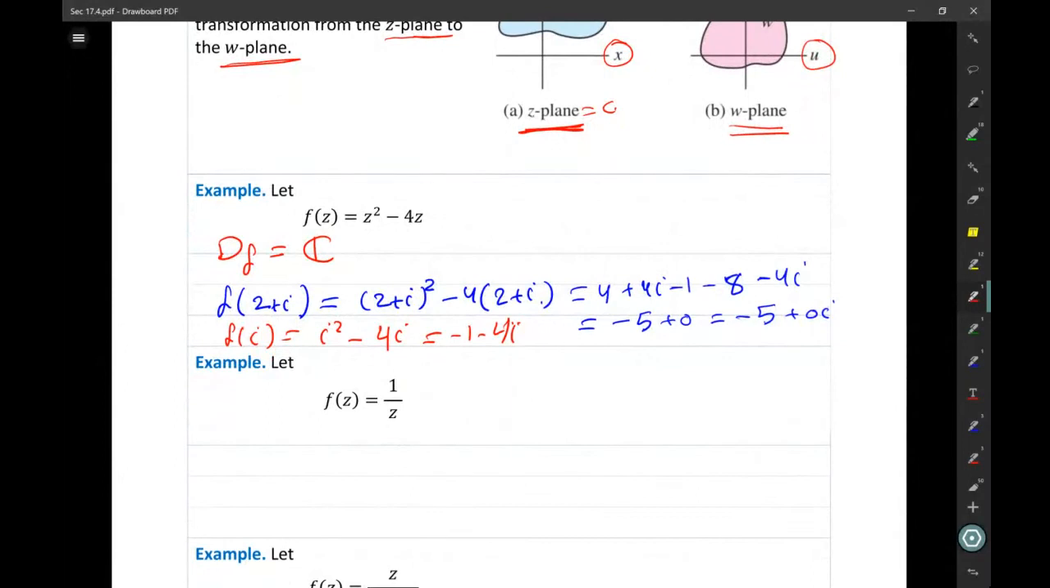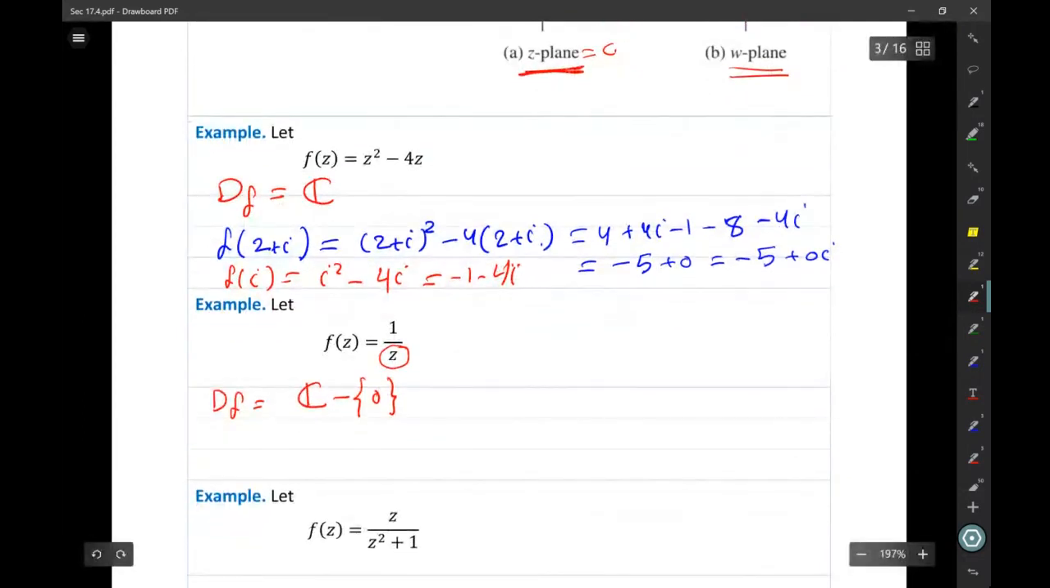Now f of z is equal to 1 by z. What's the domain of this function? Here I have to avoid the zeros of the denominator. So the domain of this function f will be the set of all complex numbers except the zero complex number.